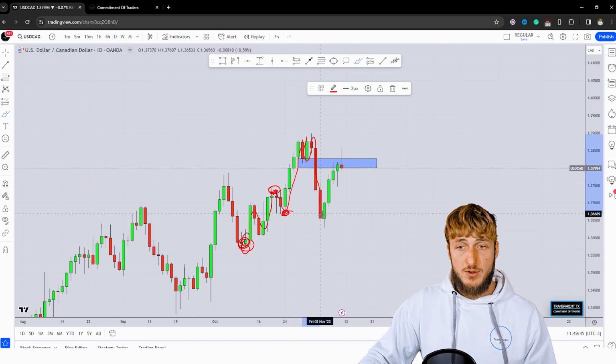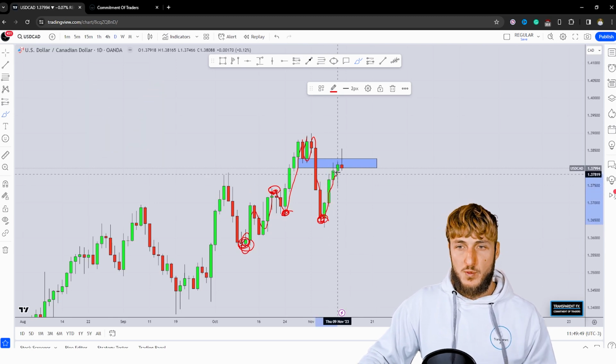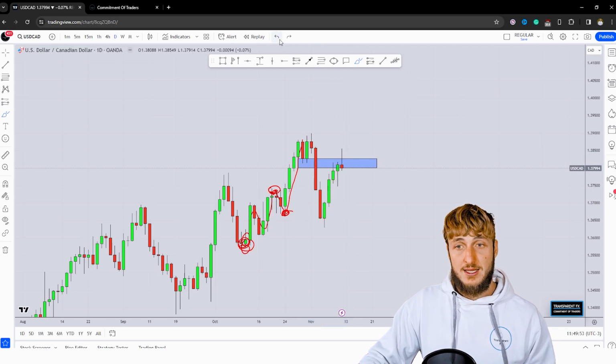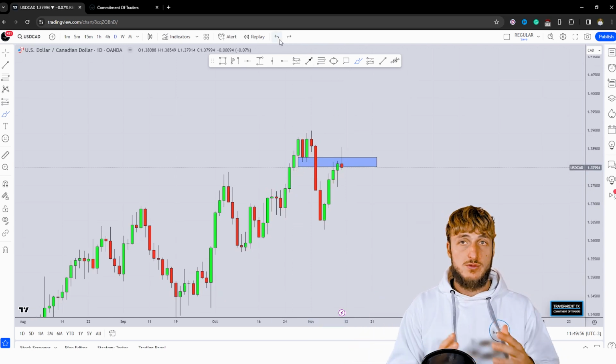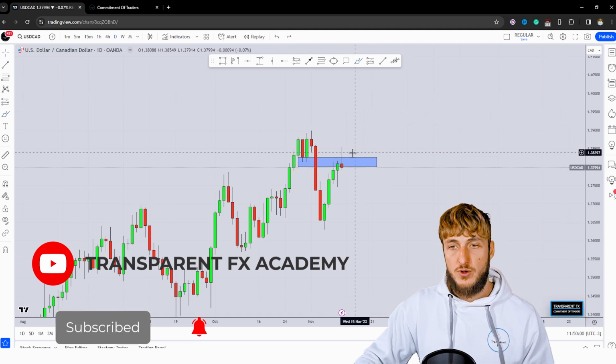And then we had the creation of this M pattern. And from here, I made a full breakdown explaining all the reasons for which we could expect this rejection to the upside, completing the pattern at the neckline. And by the way, I will link in the description all these previous analyses, so you can go and check them out for more free education.